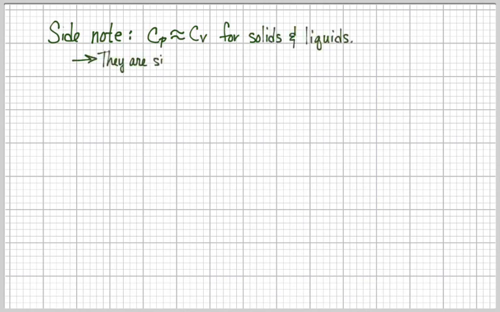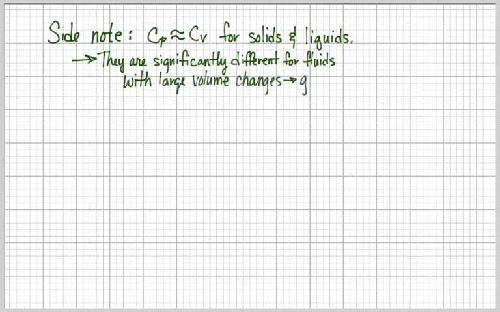Everything that we've been talking about has related to gases, okay? Gases that are either behaving in an ideal fashion or a non-ideal fashion. But a solid or a liquid actually does not change very much in volume when you change the temperature. So when I have gases with large volume changes tied to temperature, then I'm going to have a big difference with Cp and Cv. But for solids and liquids, for practical purposes, for engineering purposes, we can often approximate Cp is equal to Cv.